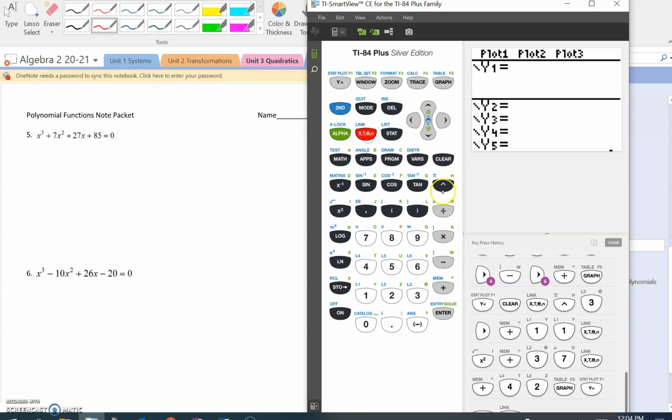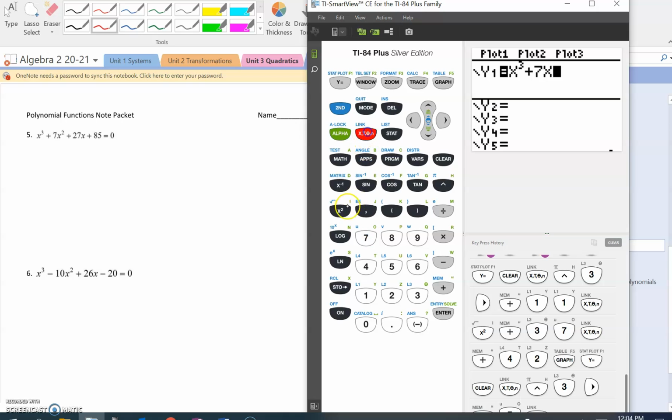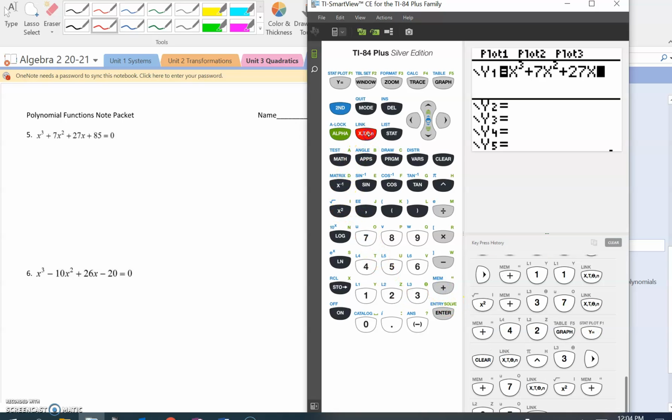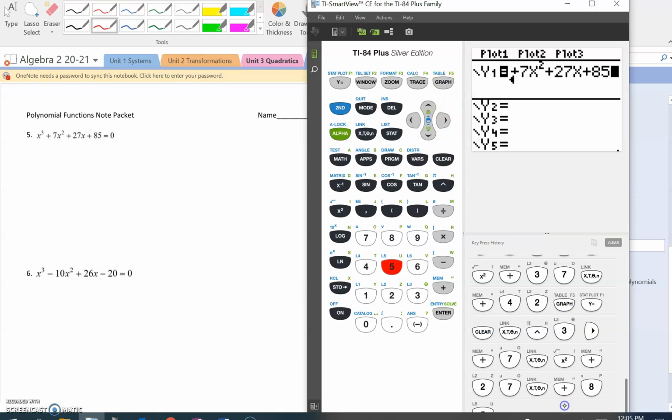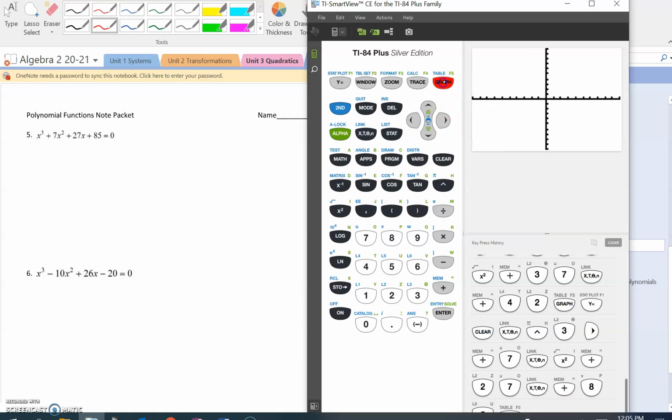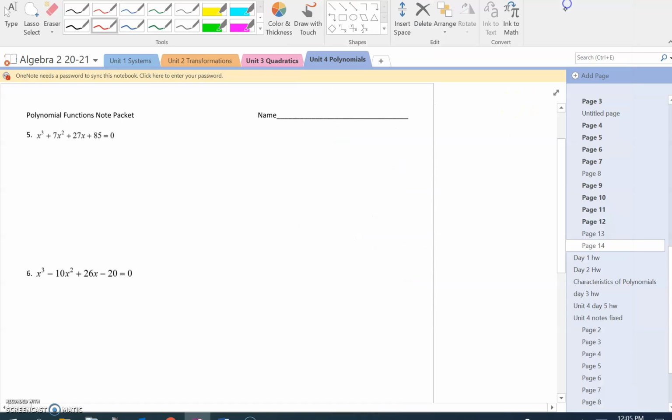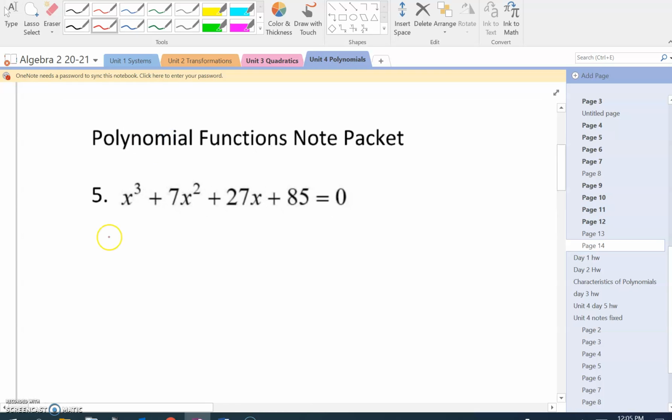I'm doing x to the power of 3 plus 7x squared plus 27x plus 85. Ooh, seems big. Graph. Please be 0, please be 0, please be 0. Ooh, 1, 2, 3, -5. Perfect. So one of my zeros is -5. Let's blow this up a little bit.